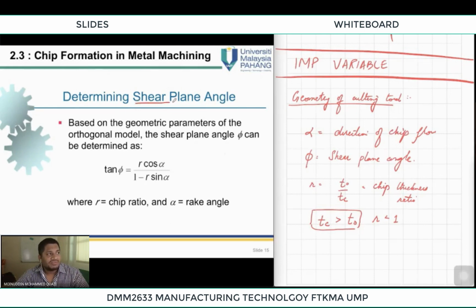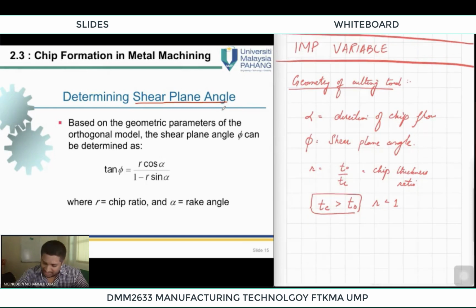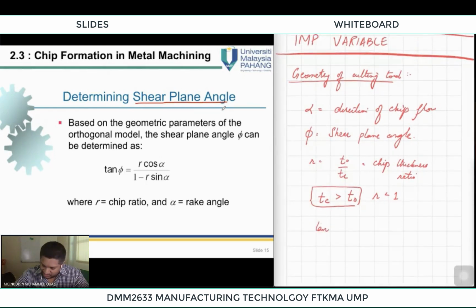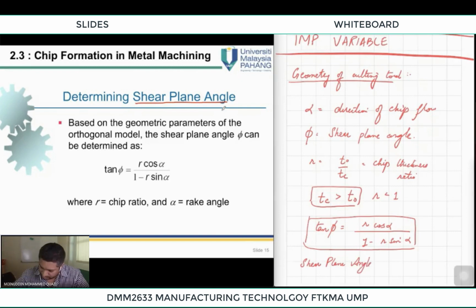Shear plane angle. What is the formula for the shear plane angle? To calculate the shear plane angle, tan phi is equal to R, which is the chip thickness ratio, times cos alpha, where alpha is the rake angle, whole divided by 1 minus R sin alpha. So this is the shear plane angle. Let's move to the next slide.